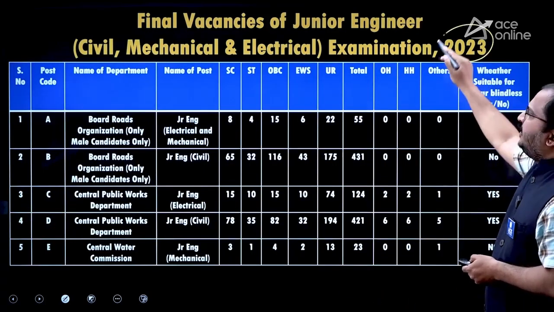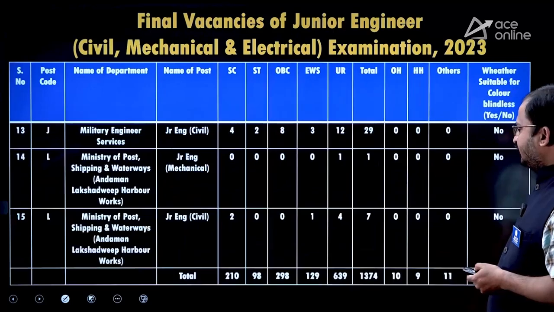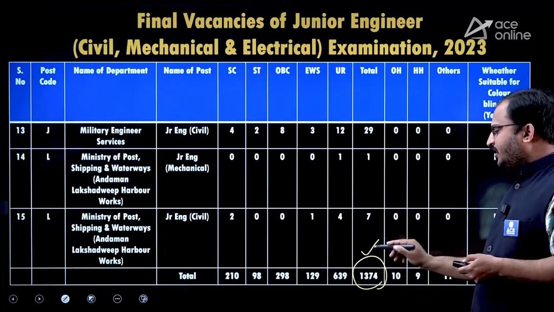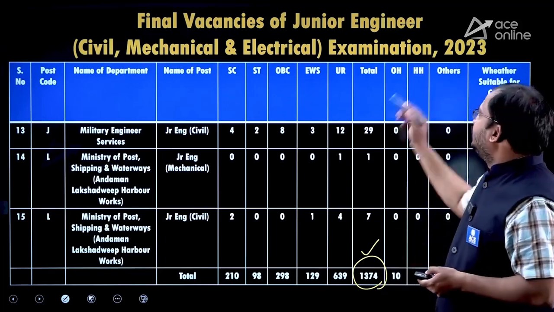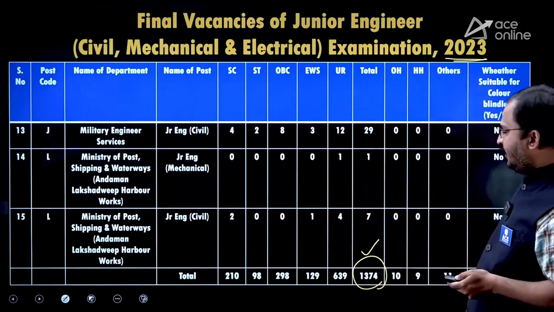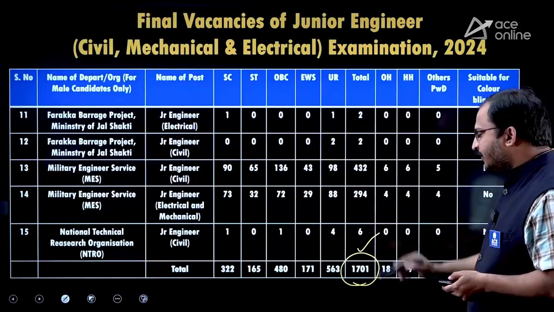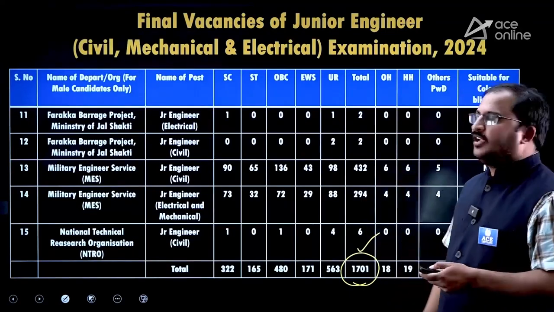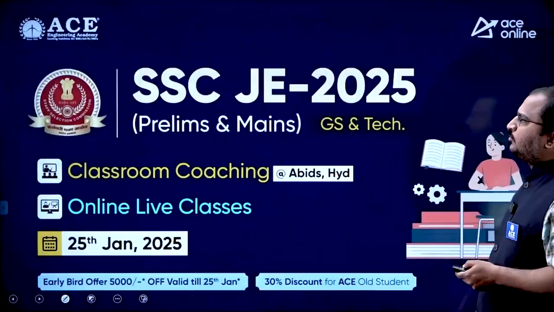Then coming to 2023, the number of vacancies is 1374. So 1374 is the number of vacancies for the 2023 year, whereas for 2024 it is 1701. So there is an increase in the number of vacancies. Okay, so try to go through that.